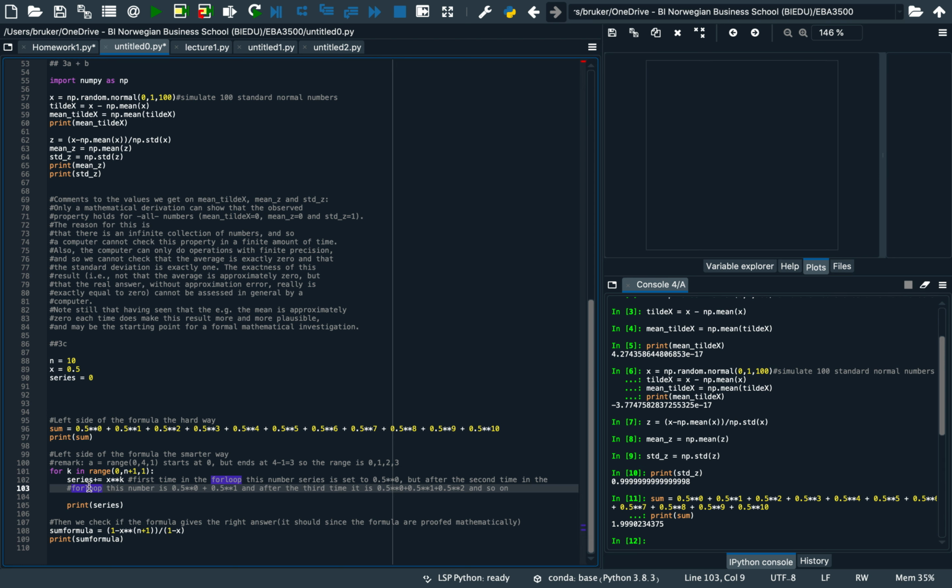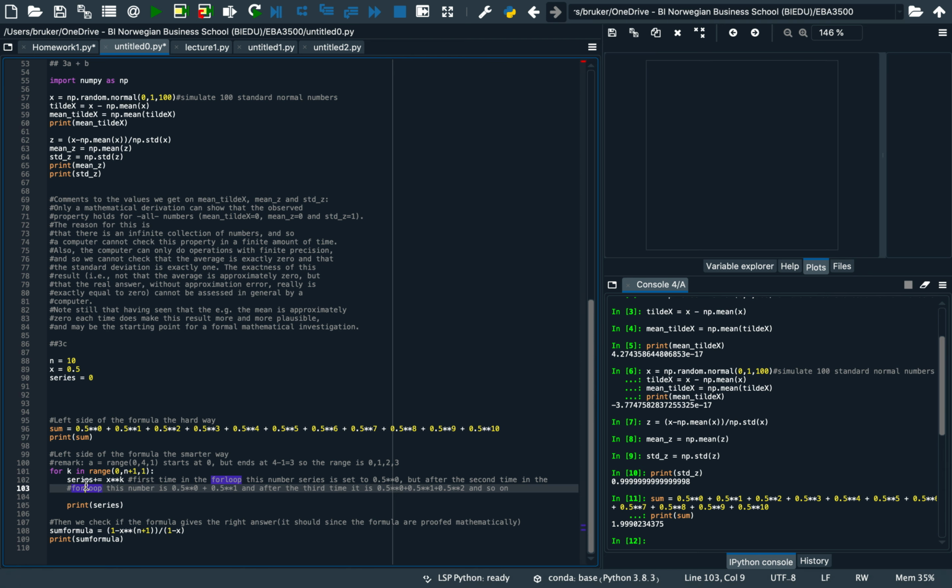So in the for loop, I therefore have to say that I will go through the k's from 0 to n plus 1. Because if I just put n, it will just go to 9. But if I use n plus 1, the last one I will get in the range is n plus 1 minus 1, actually n, which is 10. So this range is actually the numbers 0, 1, 2, 3, 4, 5, 6, 7, 8, 9, and 10.